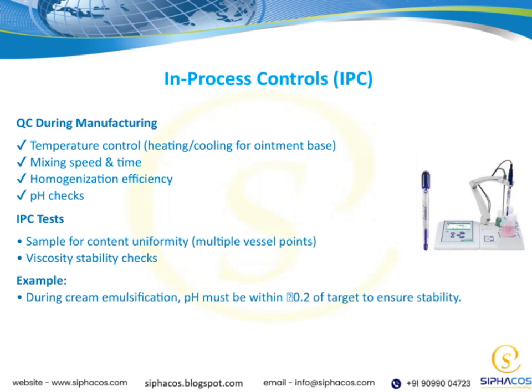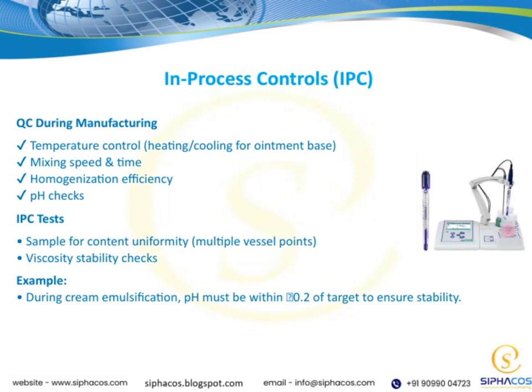the product's uniformity. pH checks are also vital, especially during processes like cream emulsification, where maintaining the pH within a narrow range, say within plus or minus 0.2 of the target, is key to ensuring the stability of the final product. Now, IPC tests include sampling from multiple vessel points to verify content uniformity, which helps us confirm that every part of the batch is consistent.